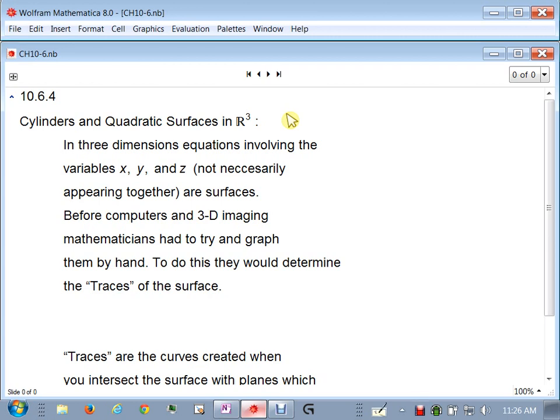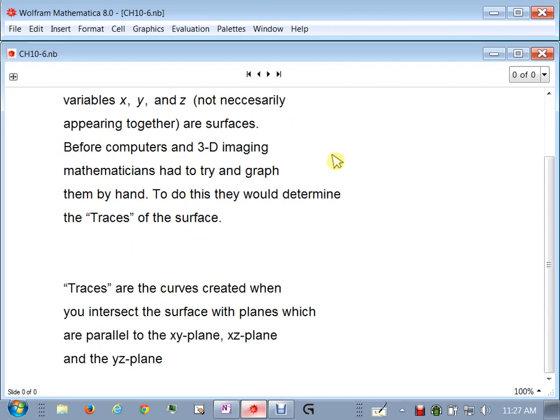All right, so now we're going to look at cylinders and quadratic surfaces in three-dimensional space. In 3D, anytime we have equations involving the three variables x, y, z, and they don't all have to appear in the equation, when we do that, we get surfaces. Before computers, the way that we graphed them was by hand, and we did these things called traces. I can show you how to do a trace in a second, but you'll see that they're quite tedious.